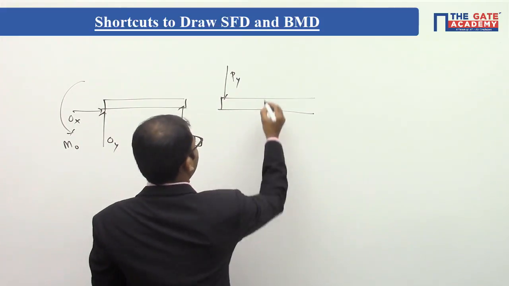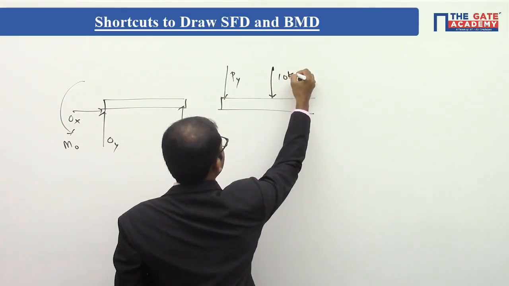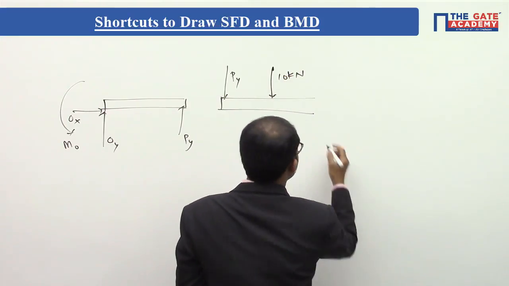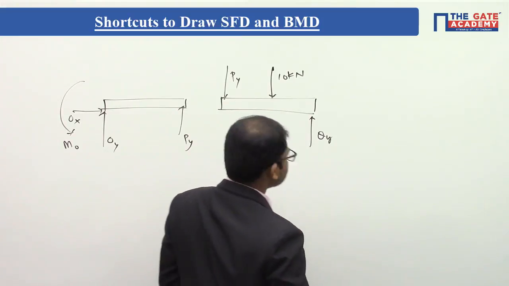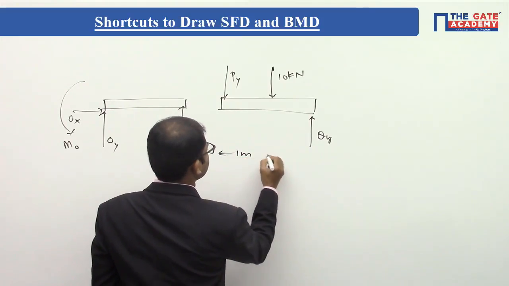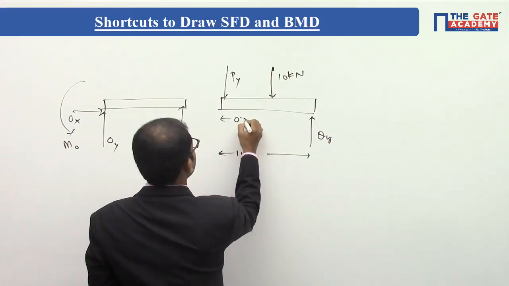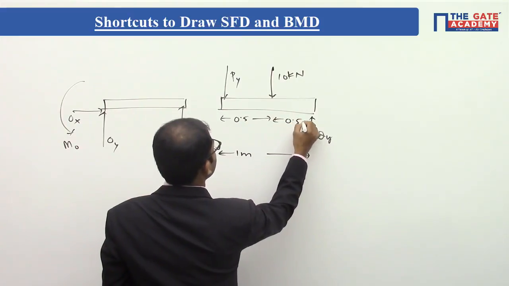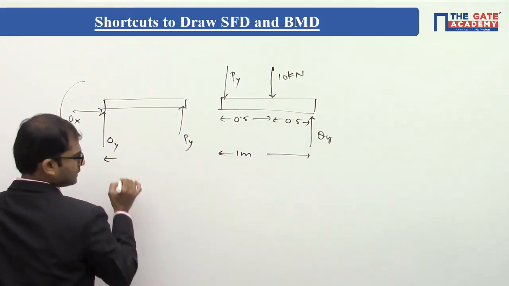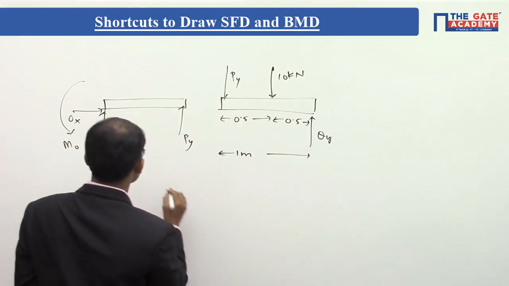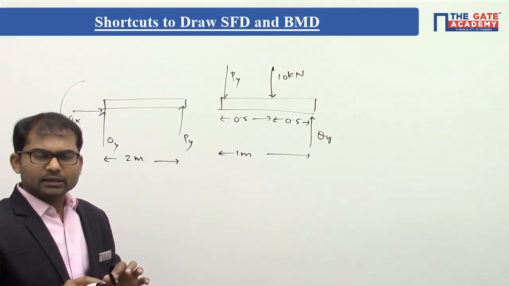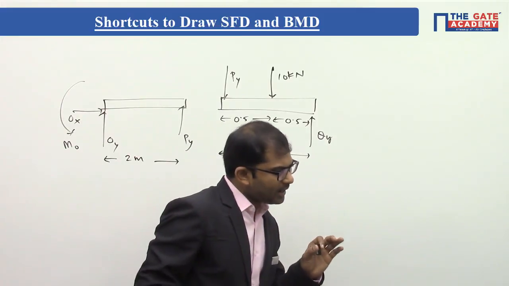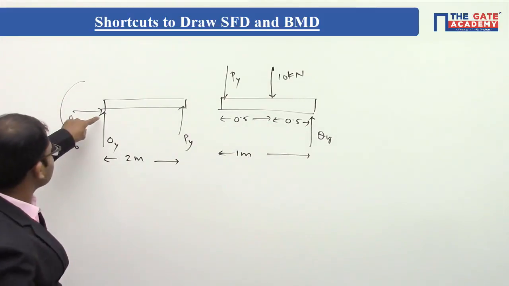And here we have 10 kilonewton force. And we have Q, it is in an upward direction, Q suffix Y. So this is 1 meter. And this is 0.5. This is also 0.5. And this length is given as 2 meters. They're asking about the bending moment at this location.